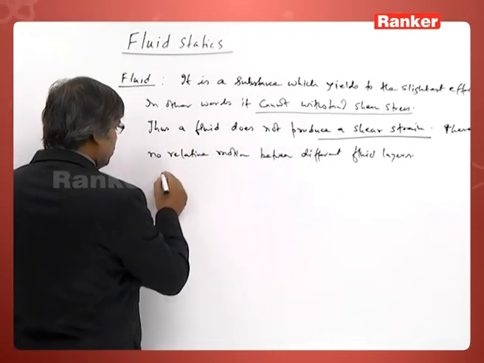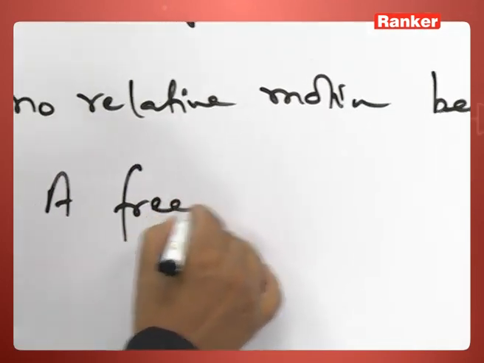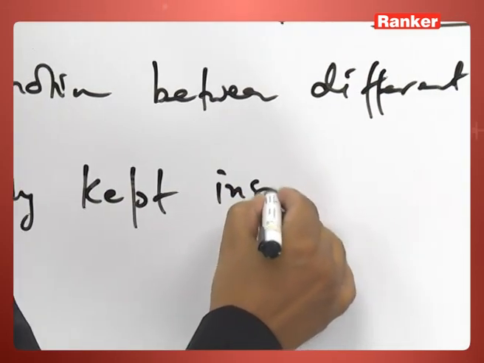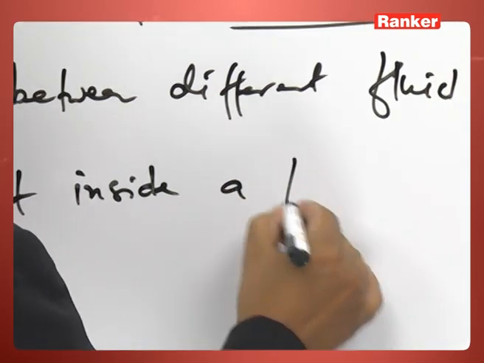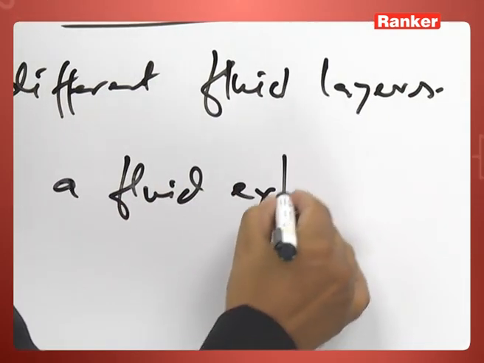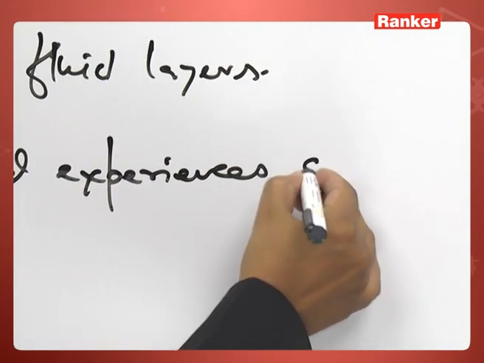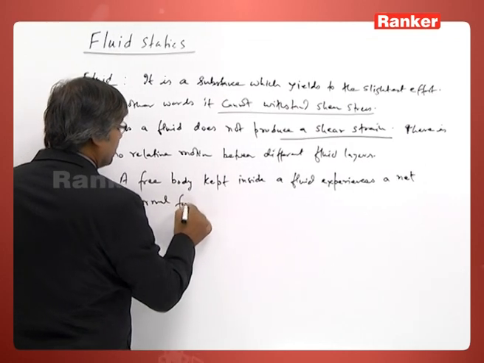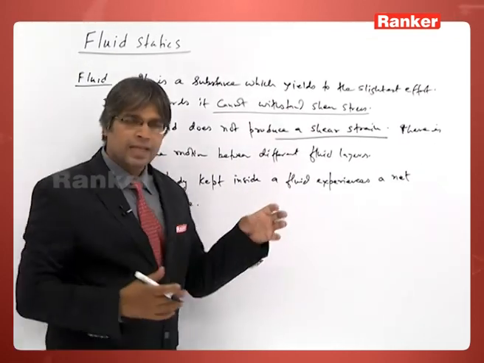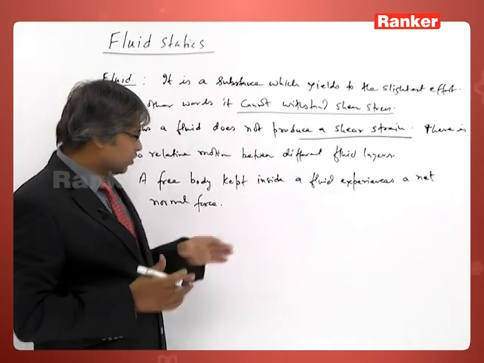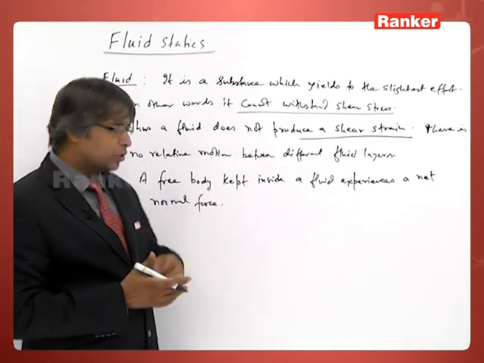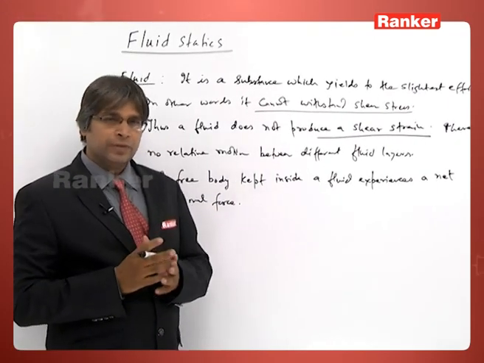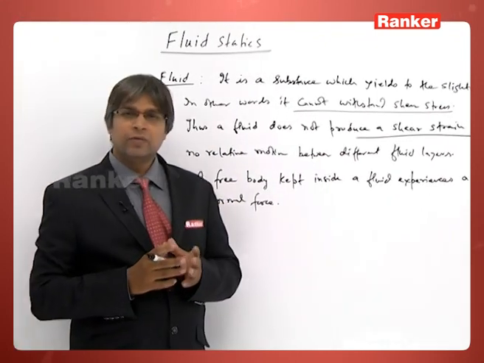Thus, a free body kept inside a fluid experiences a net normal force, because the liquid cannot produce a shear force. So, it always applies a normal force, no tangential force, along a free surface or a free body kept inside a fluid. So, this is the definition of fluid.